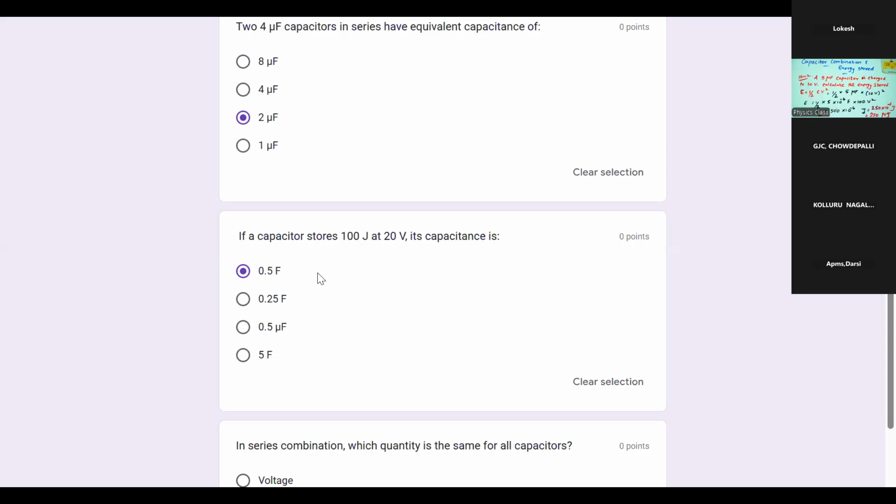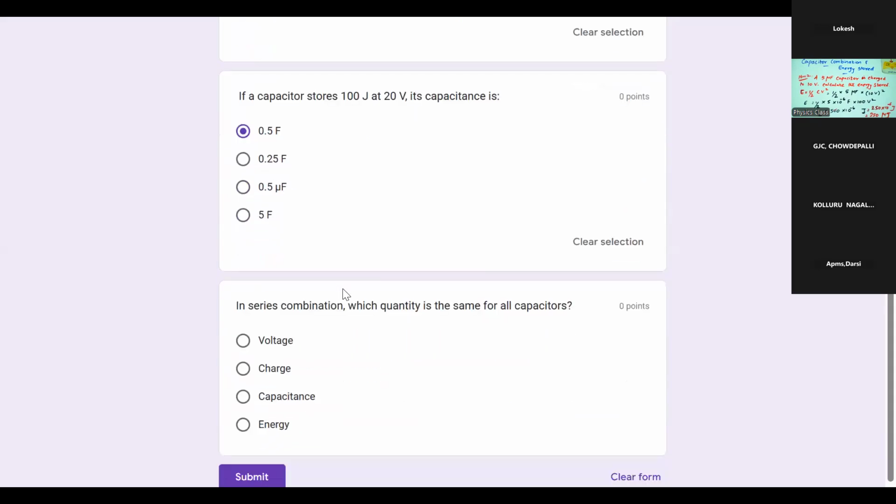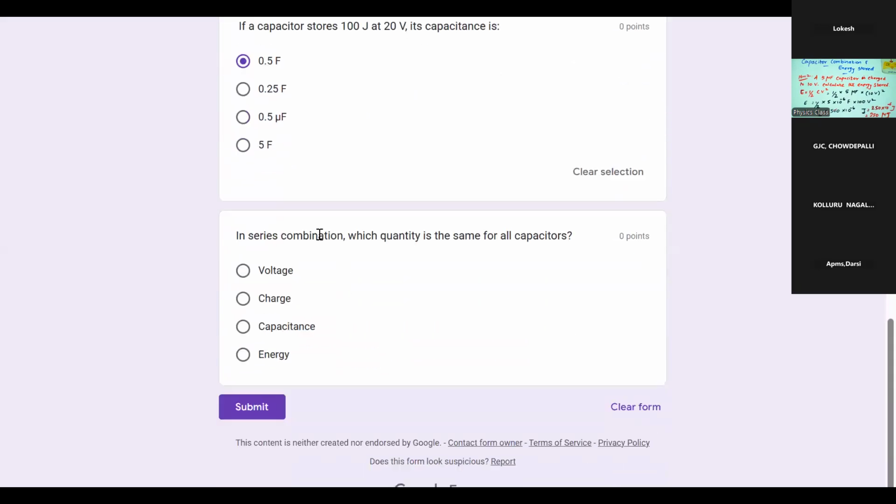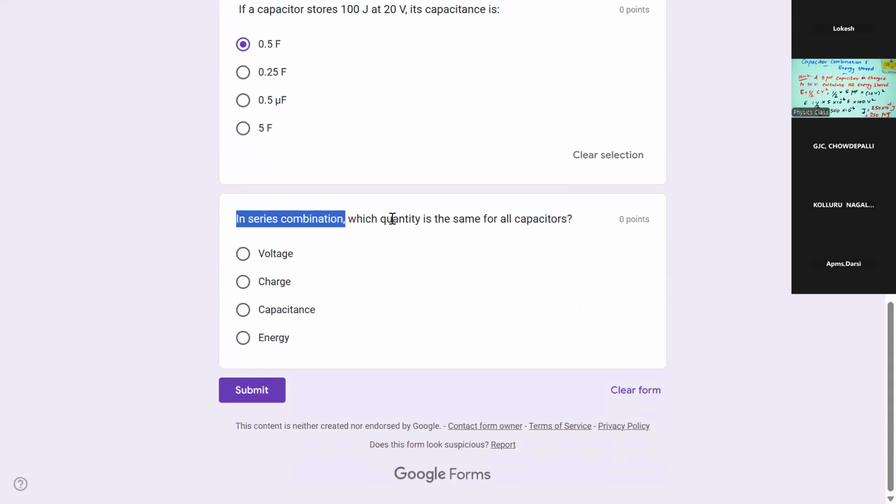What do you mean by charge? It's capacitance, C. Okay. And that final one, in a series combination, which quantity is the same for all capacitors? Very important one. In series combination, which quantity is the same for all capacitors? Voltage, charge, capacitance, energy. Which one is correct?